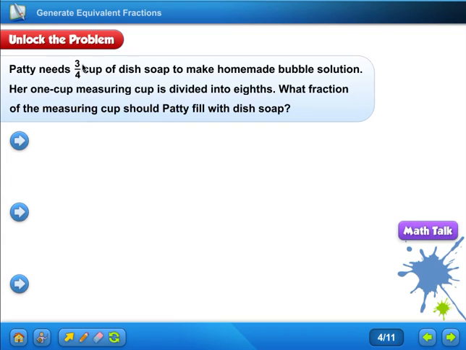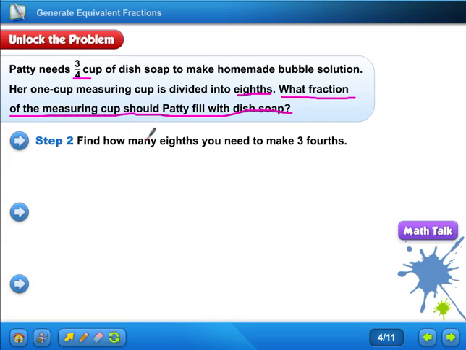Patty needs, the same question again, 3/4 cup of dish soap to make homemade bubble solution. Her 1 cup measuring cup is divided into 8ths. What fraction of the measuring cup should Patty fill with the dish soap? So we're going to underline it again. I should have underlined this in the last one too, because we know it's in 8ths. All right, step 2. Find how many 8ths you will need to make 3/4.